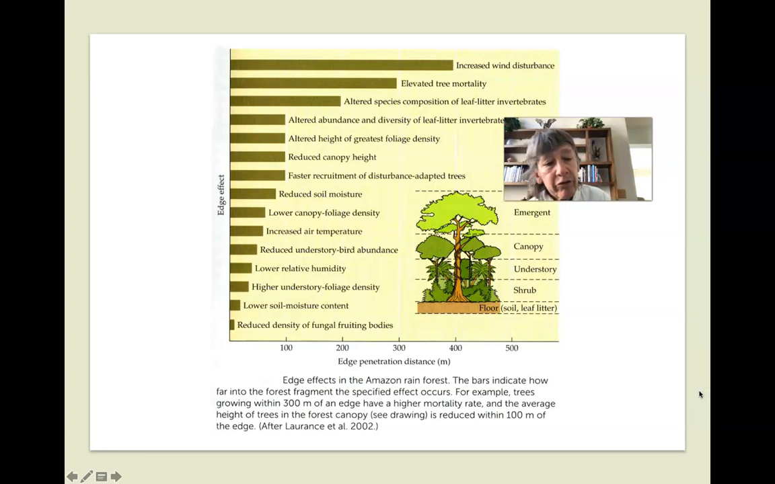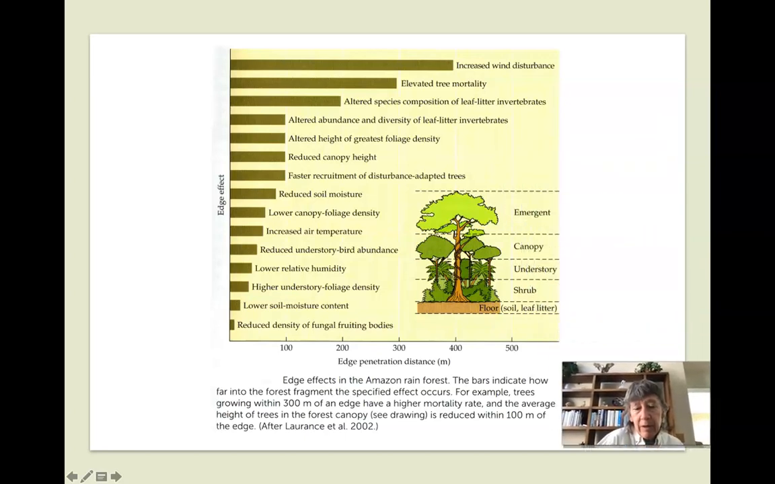And so in the lecture notes and your Canvas notes, you have this diagram. This diagram shows how far edge effects penetrate in a tropical forest. Notice that the first picture I showed you was assuming edge effects only penetrated 100 meters. Well, it turns out in real life in a tropical rainforest, increased wind disturbance penetrates almost 400 meters into the forest. That increased wind results in elevated tree mortality because the trees dry out due to decreased humidity, and also trees are blown over.